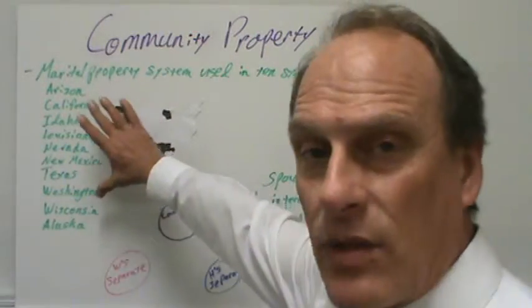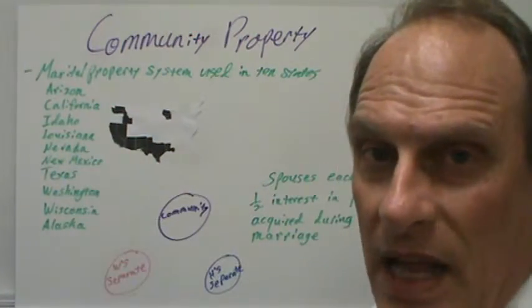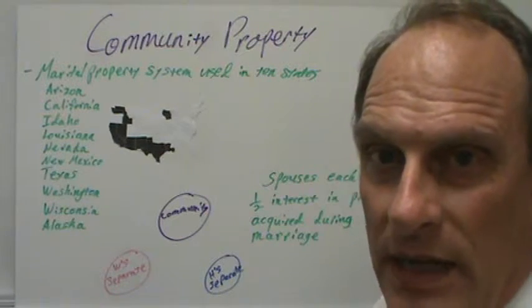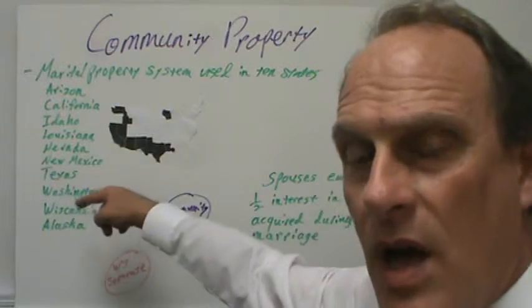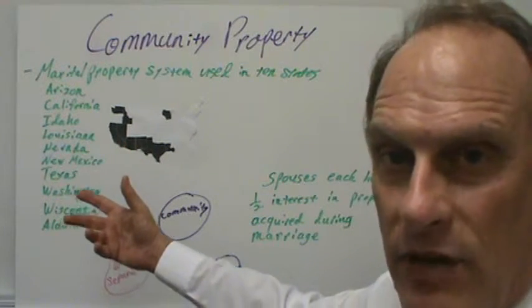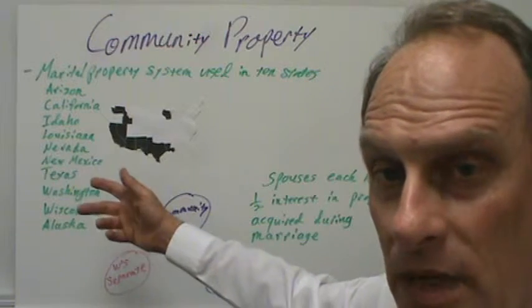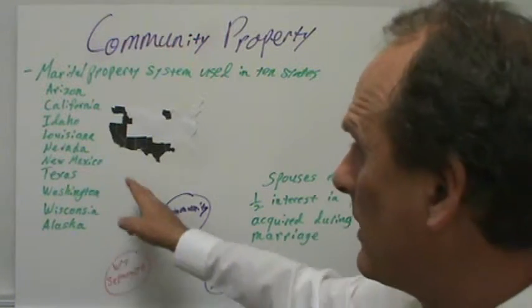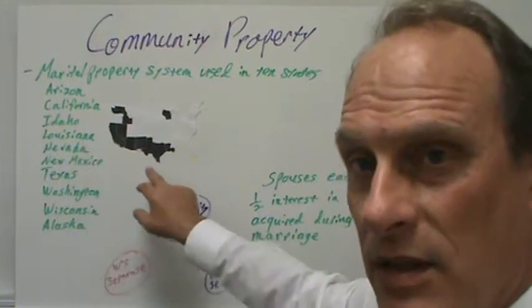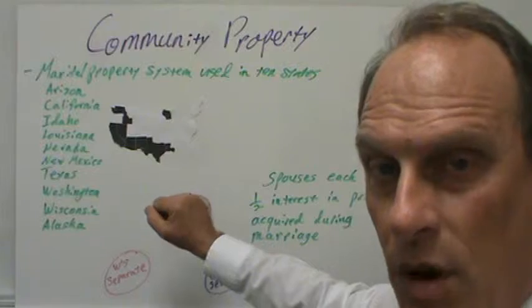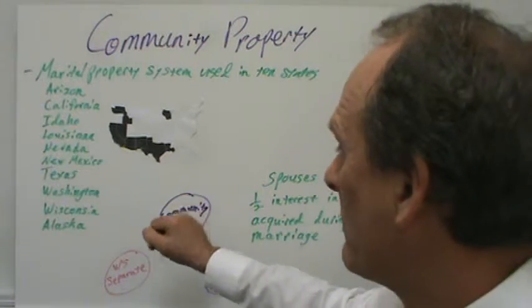But these original 8 states are historically community property because this is part of our legal heritage that these states received or carried over from Spanish and Mexican settlement, colonization, and rule. And as you can see on this map, those 8 states are all located in the west and southwest portion of the United States.